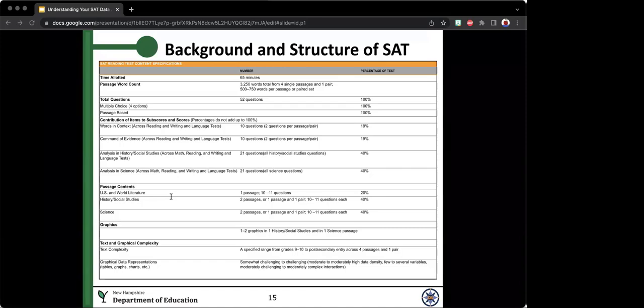The questions on the reading test all fall into 3 broad categories. So the first category is going to be how an author uses evidence. In this category, it's going to ask the students to show that they understand how an author is using evidence to support a claim.